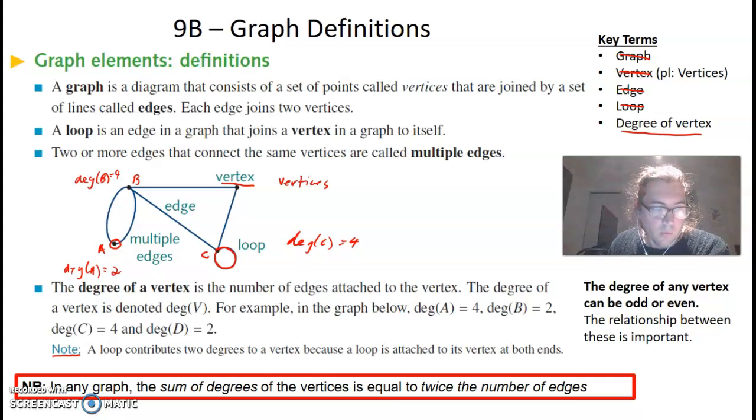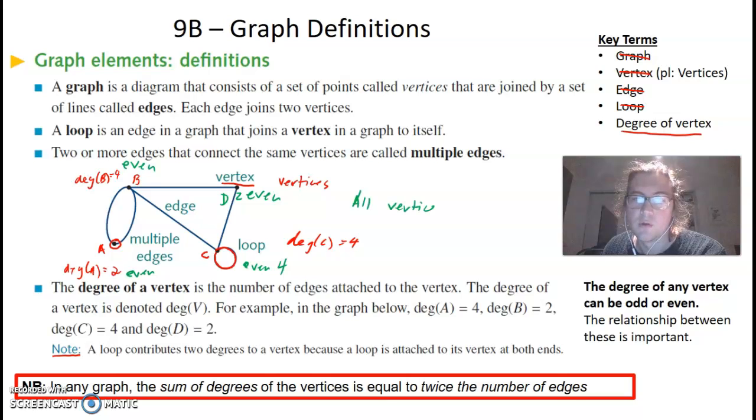With the degrees of vertices, they can be either odd or even. In this case this is even, because it's an even number, 2. This is even as well. This is even, because if I call that D, that has a degree of 2. And this is even as well, because it has a degree 4. That becomes really important later on, odd and even vertices. So I could say all vertices are even in this graph here, because I can count the degree of them and I can say they're all even.